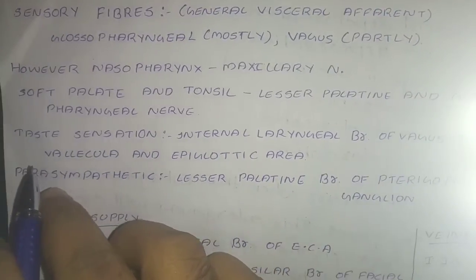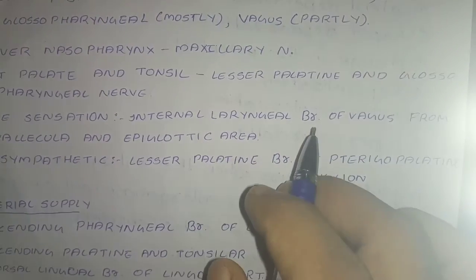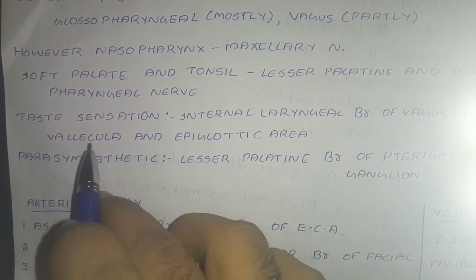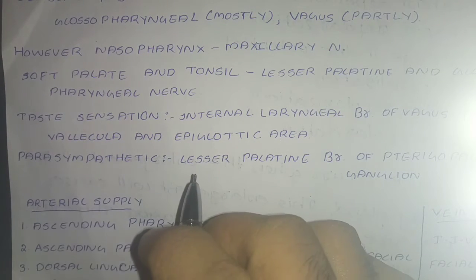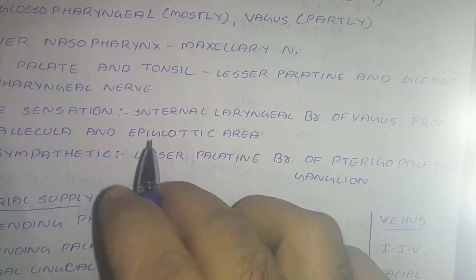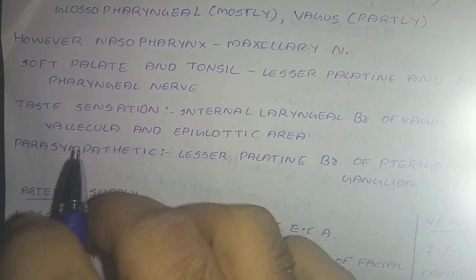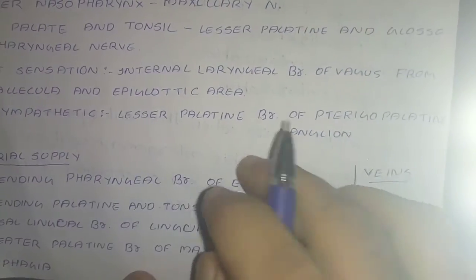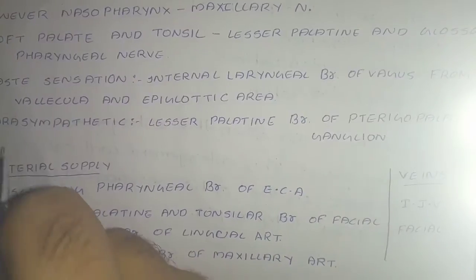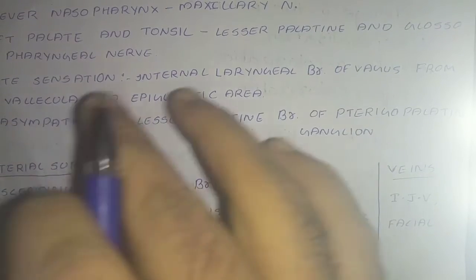Now for the taste sensation. The taste sensation is from the internal laryngeal branch of vagus and from the valvular and epiglottic area. From the valvular and epiglottic area, the internal laryngeal branch of vagus nerve carries the taste sensation. And the parasympathetic innervation is by the lesser palatine branch of pterygopalatine ganglion. So the parasympathetic is by the lesser palatine branch of the pterygopalatine ganglion.